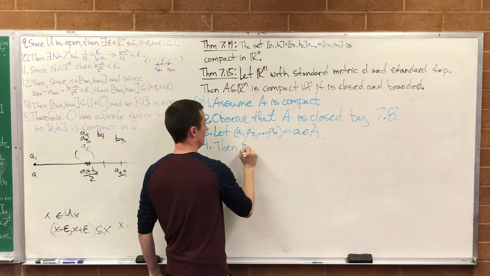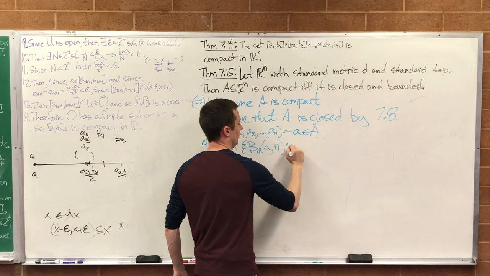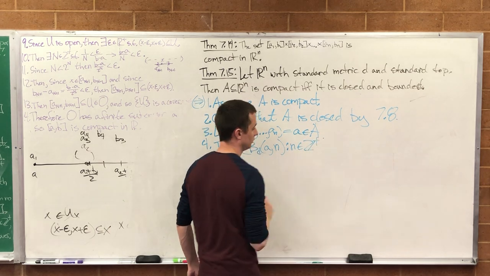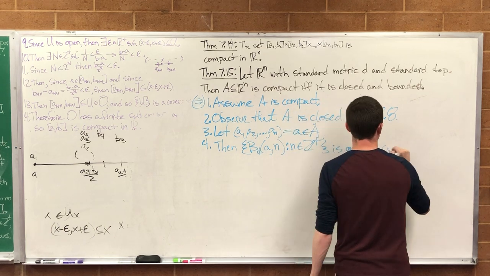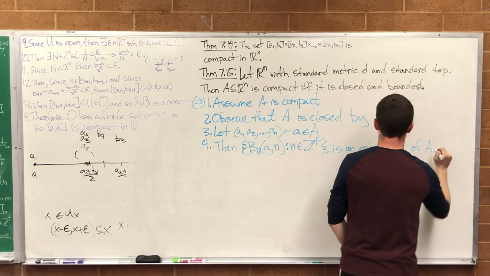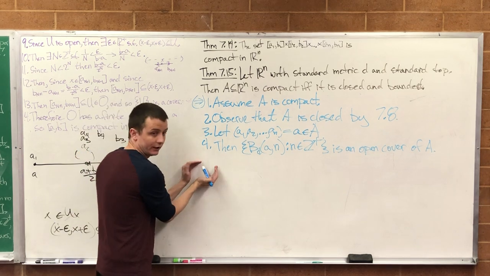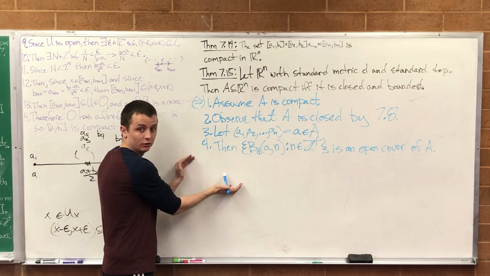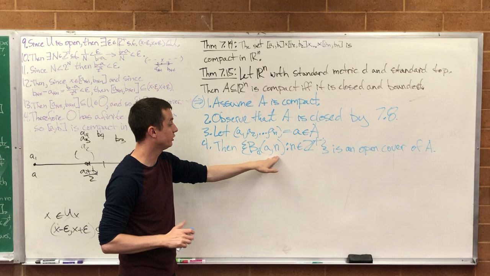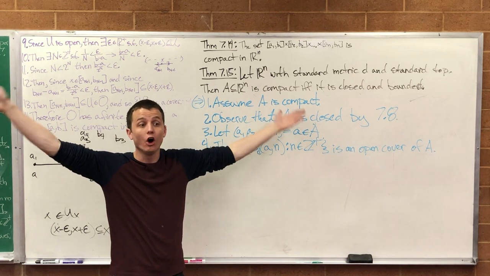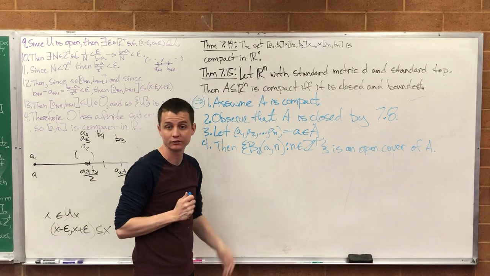Then, the set of all open balls using our metric centered at A with distance n for all n in the positive integers is an open cover of A. In other words, I'm taking the open ball with radius 1, centered at A, then the open ball with radius 2, then radius 3, then radius 4, then radius 5, then radius 6. When I do this to infinity, I cover all of X, which means I for sure cover A, because I eventually get every point, right?